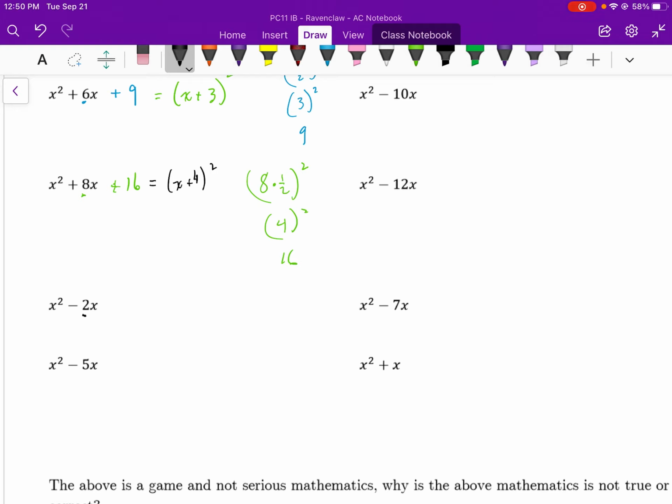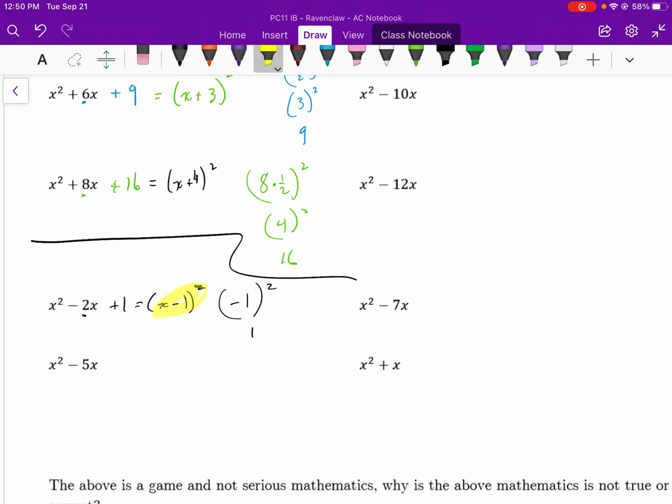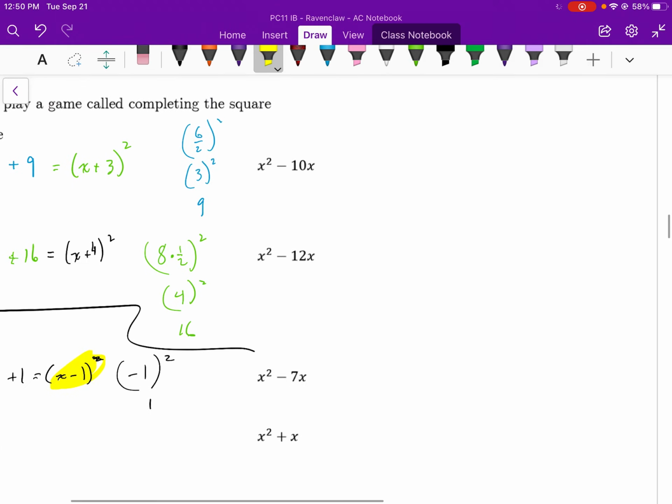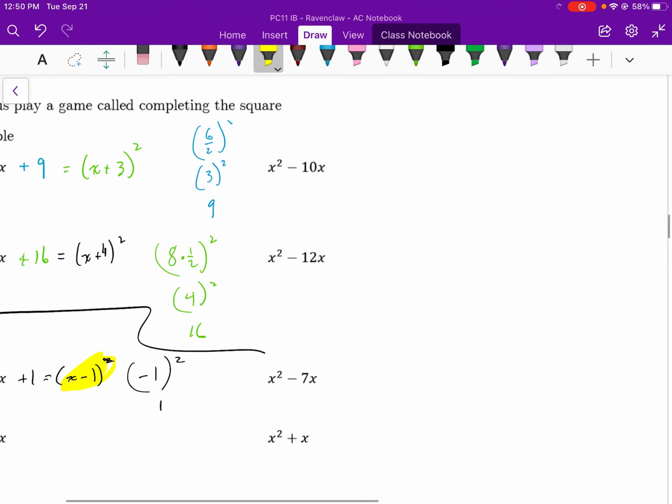This next one, I'm going to take a look at my coefficient, and that coefficient is -2. So I simply take half of -2, and by now I'm able to do this in my head. That's -1 squared. The number that I'm going to add is 1. So x squared minus 2x plus 1 is a perfect squared trinomial. And it's a perfect square simply because we can factor it. And we factor it into this result, x minus 1 squared. Now, please try these.